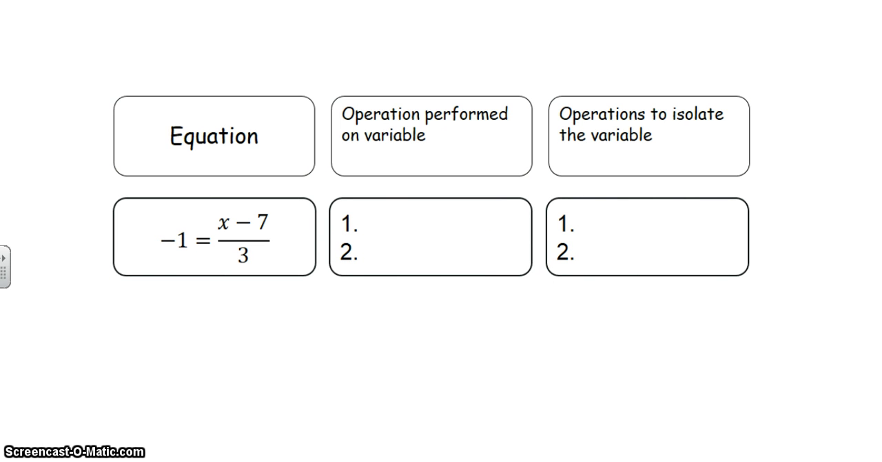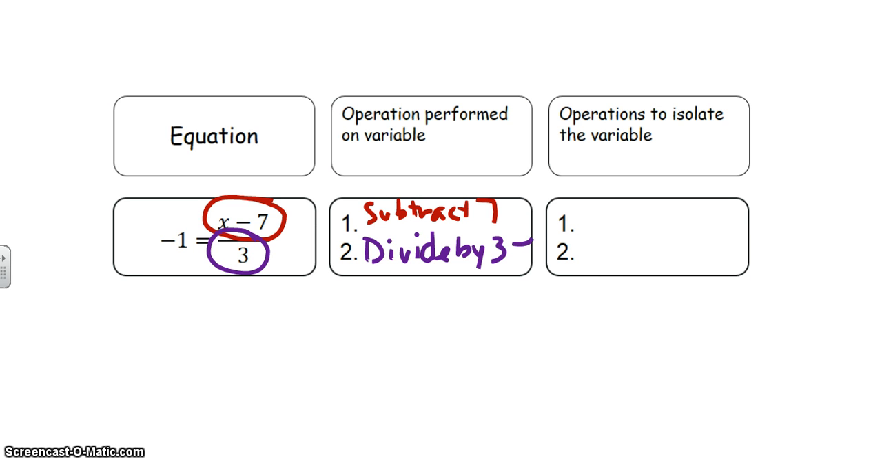Last example. Here for GEMDAS, we do have a grouping symbol, that long fraction line. So we're going to first subtract 7, just like in a grouping symbol, you have to do that first. And then we would do the divide by 3. Dividing by 3 becomes the first thing to undo. We inverse it by saying multiply by 3. Then we inverse the subtracting 7, and that becomes add 7.